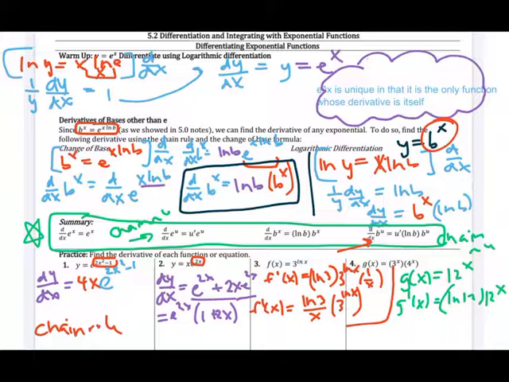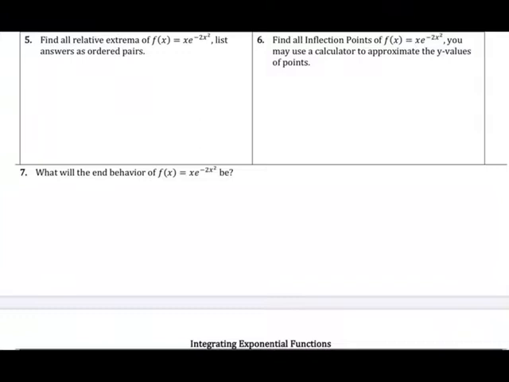Let's look at a couple of examples that tie this back to previous chapters. So find all of the relative extrema, list the answers as ordered pairs, and then notice that number 6 is using the same function, but now we're going to talk about inflection points. So we're going to work with the first derivative on number 5 and the second derivative on number 6. Go ahead and pause the video and find the first derivative and look for those relative extrema.